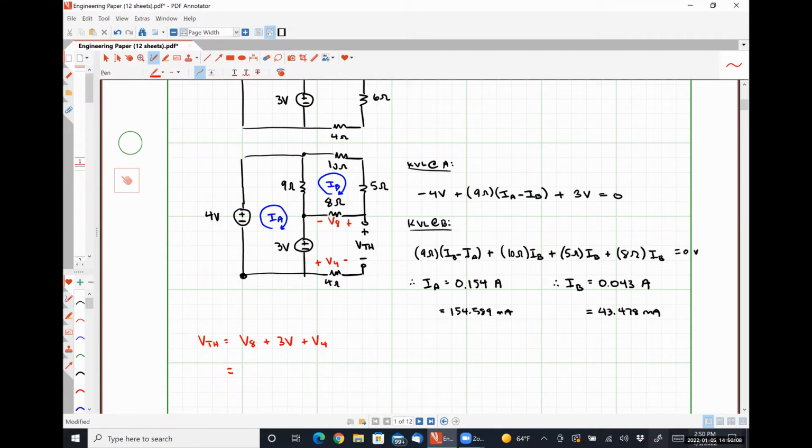Exactly right. So that current IB is flowing into the positive polarity terminal. So that's just going to be 8 ohms times IB. And then we have plus 3 volts. Henry, what's going on with V4?